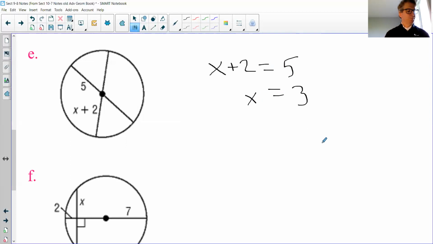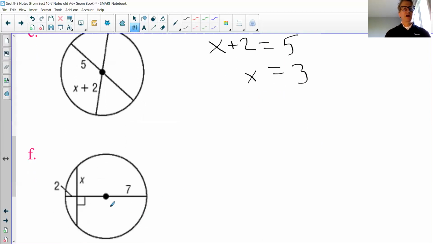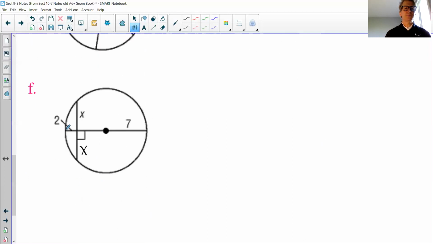Letter F. You have yourself x, and you've got a 90-degree angle there, so you know that this is x from our previous theorems. You have this radius as 7, and this little segment is 2. So that tells me that this is going to be 5.